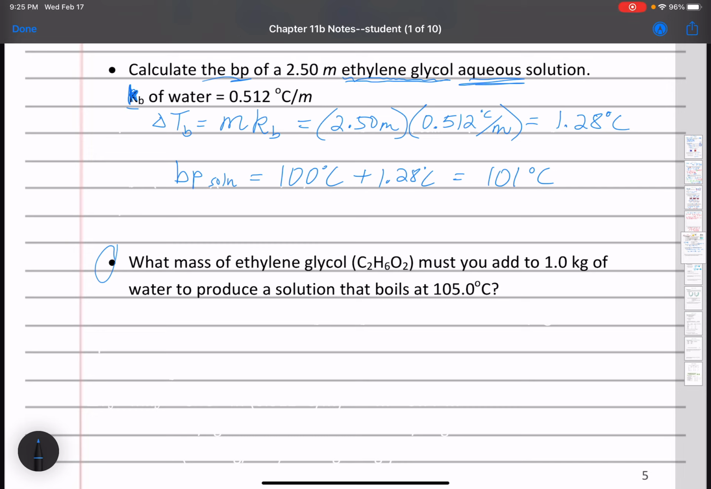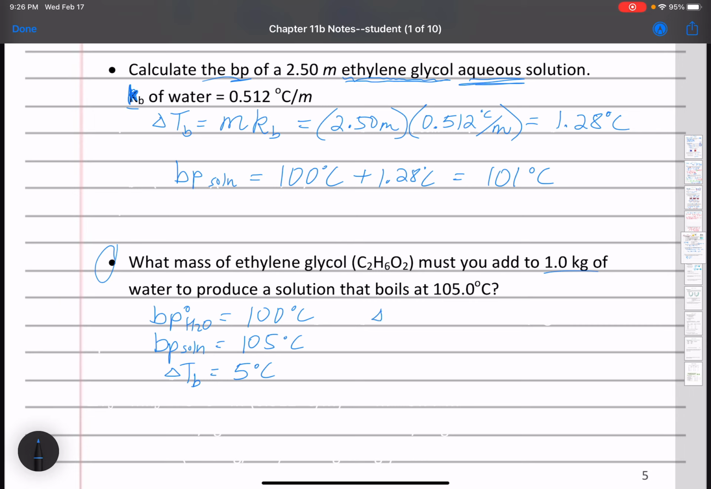What mass of ethylene glycol must you add to 1 kilogram of water to produce a solution that boils at 105 degrees Celsius? This problem's a little bit more complicated. We're making an aqueous solution, so we're making a solution of ethylene glycol in water. We know that the normal boiling point of water is 100 degrees Celsius. And we want to have a solution boiling point of 105 degrees Celsius. So that is a change in boiling point temperature of 5 degrees Celsius. And we want to know what mass of ethylene glycol we need to add to 1 kilogram of water.